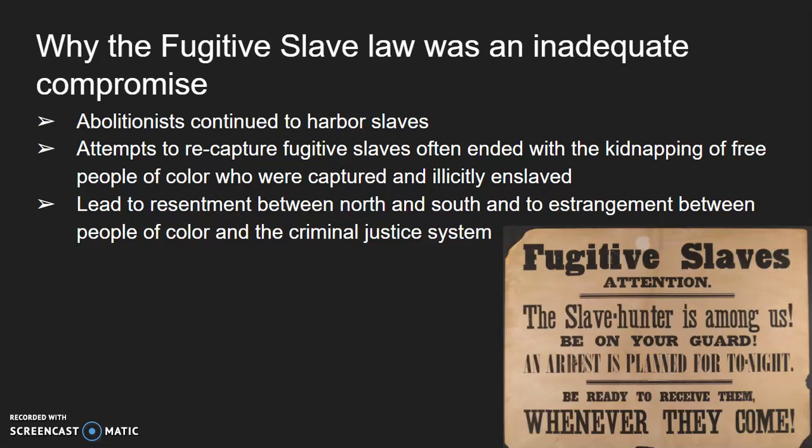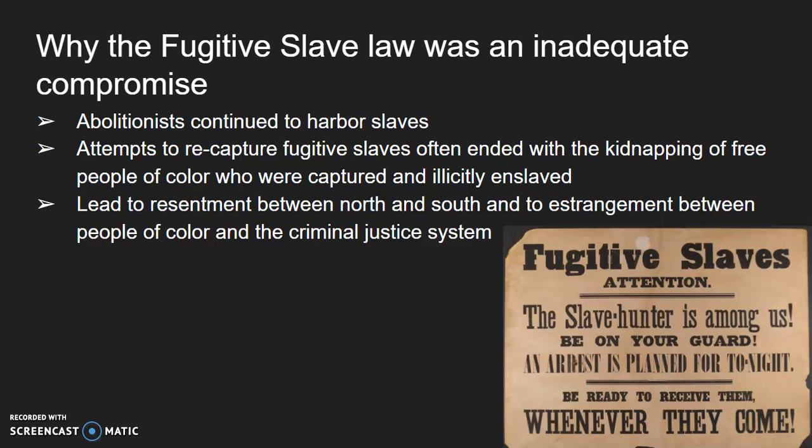The other issue is that attempts to recapture fugitive slaves often ended with the kidnapping of free people of color who were captured and then illicitly enslaved. The other issue is that it actually led to a very early resentment between the North and the South. To the northern states, this was an intrusion on their communities and on their way of life by individuals who were acting as agents of other states. If you're in New York or Massachusetts, this is the federal government and the collective South poking their noses into your communities and your way of life.